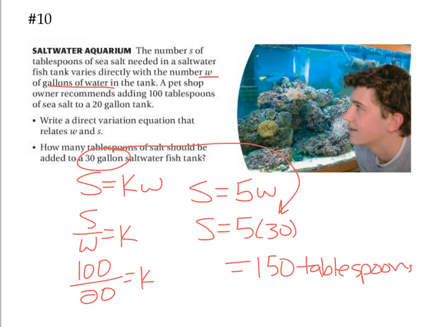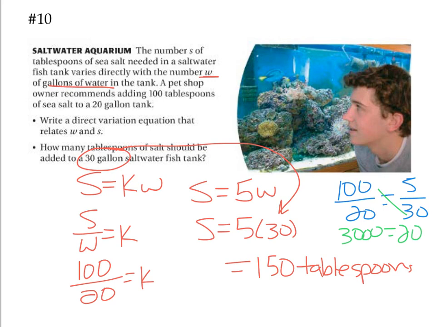Remember, we could also write this out as 100 over 20 equals S over 30. You could even reduce the 100 over 20 if you want to. You don't have to. With the calculator, you can cross multiply those numbers relatively easily as well. So we can cross multiply here, and we get 3,000 equals 20S. Then divide by 20 on both sides, and 3,000 divided by 20, you'll still get the 150 tablespoons. So again, a couple different ways we can write that out.